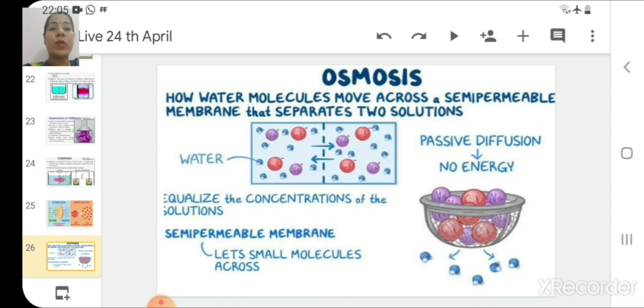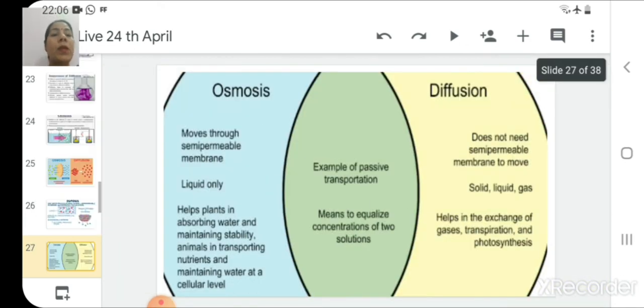In this slide also you can again see how osmosis takes place. It is a passive diffusion in which no energy is required, but here a semi-permeable membrane is utilized, or it acts as a barrier and as a channel for the transport of various materials. So the skin of the raisins acts as a semi-permeable membrane. Now in this slide you can see the differences between osmosis and diffusion and some common examples.